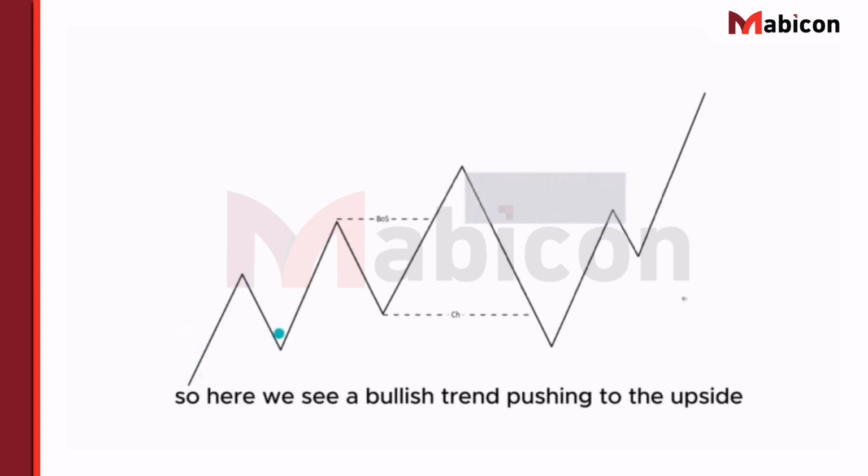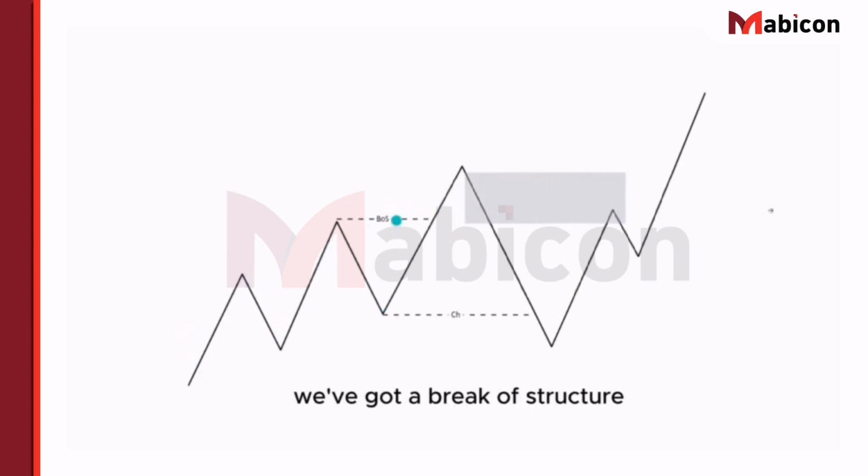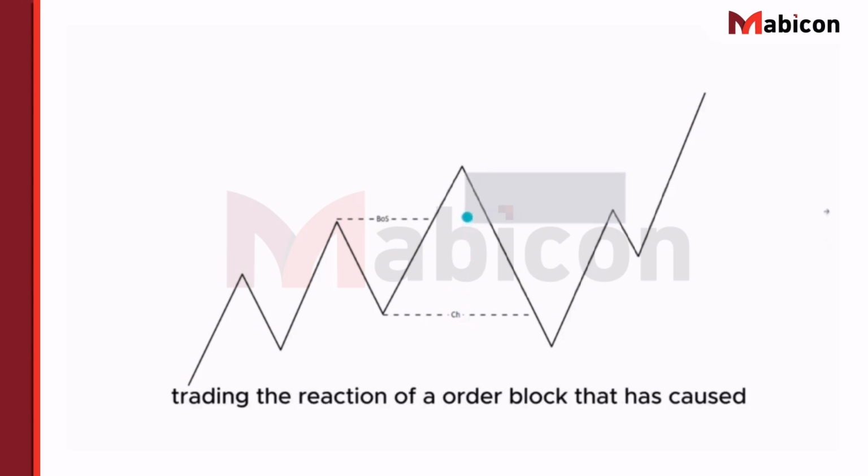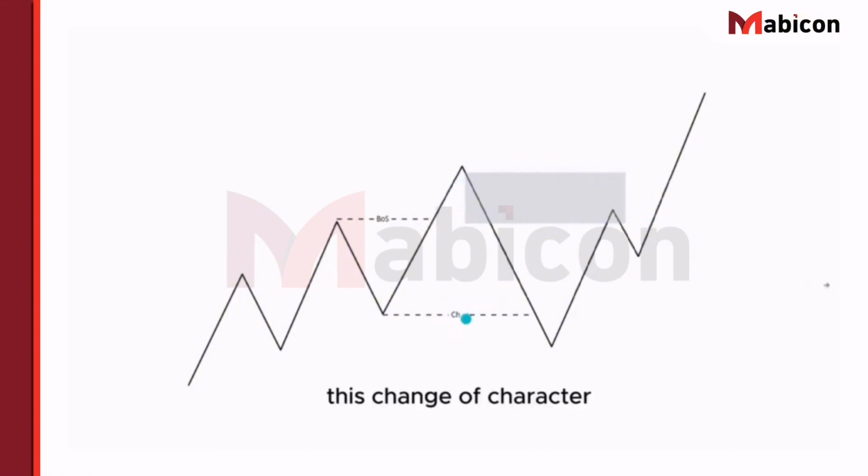So here we see a bullish trend pushing to the upside. We've got a break of structure. We then have a new higher high formed. We then see price breaking to the downside, breaking past this low, in turn creating a change of character, which means that the market has now formed a new low. And the anticipation from a lot of smart money concept traders is trading the reaction of an order block that has caused this change of character.